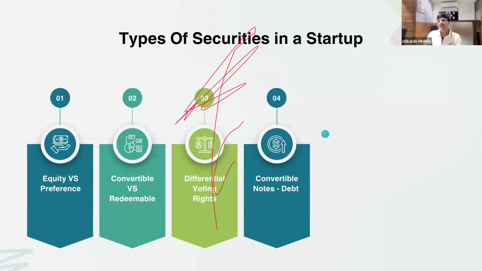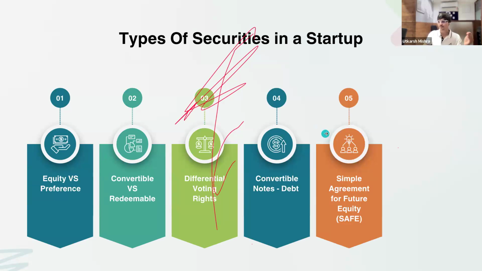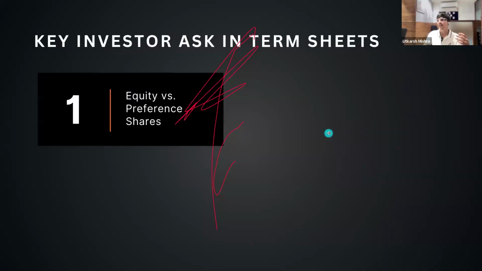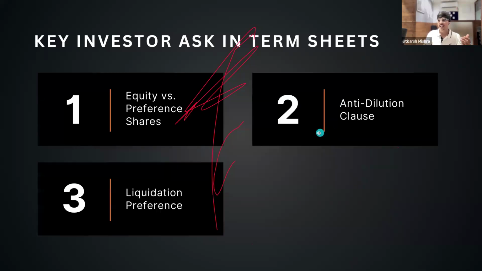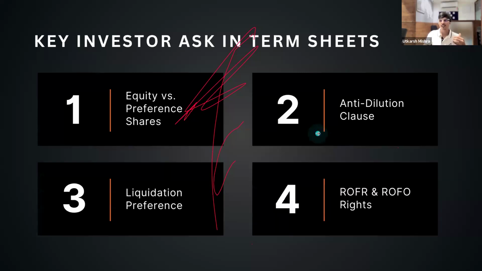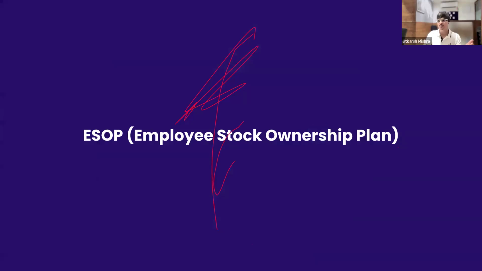Like you have different voting rights in each, and there are SAFE agreements, warrants. Now, some things that investors want: one is equity versus preference shares. Second is the anti-dilution clause. Then liquidation preference they want in the company, and some other rights as well.